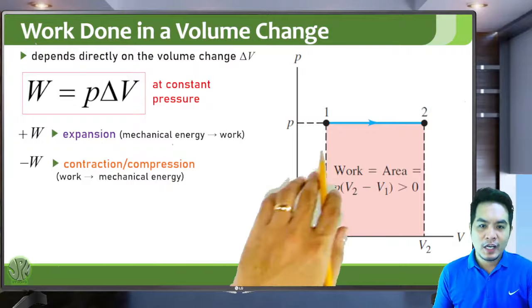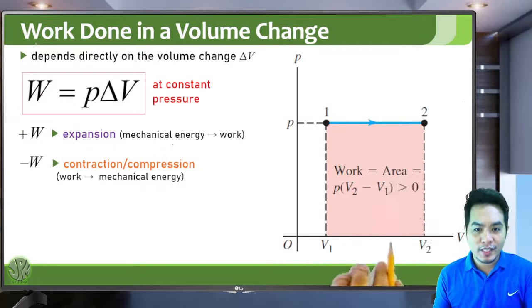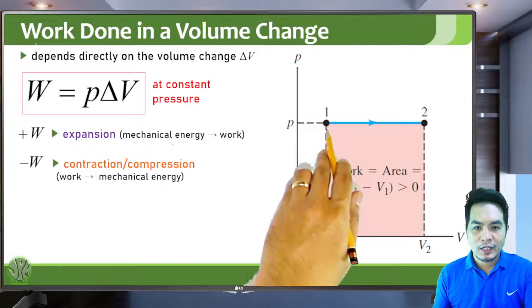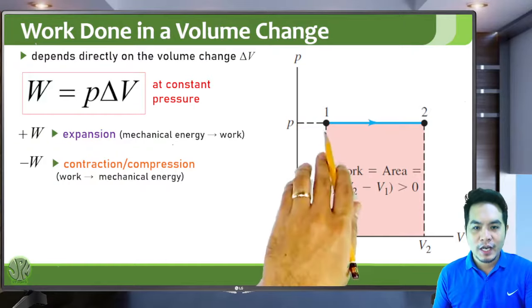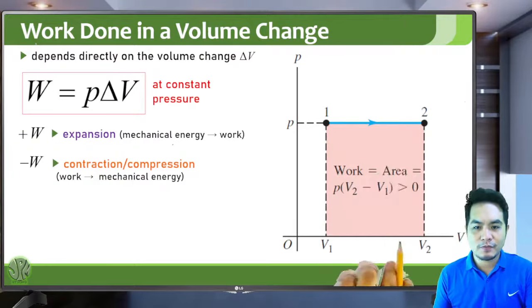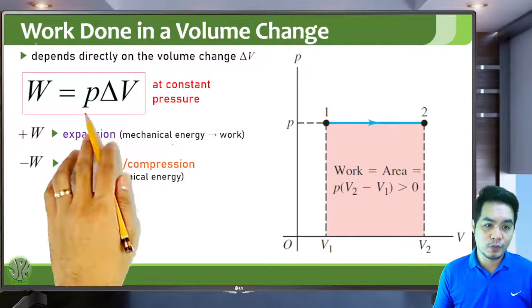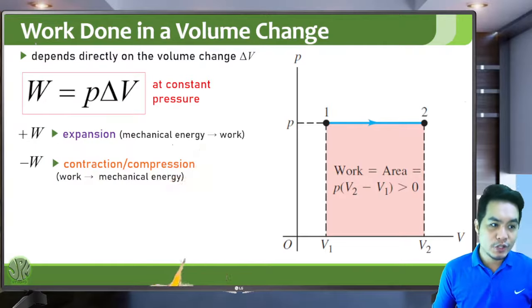So work is just the area of this rectangle in this case. The height of this rectangle is just P, and the length is V2 minus V1, or the change in volume. So you get that the work is just the pressure times the change in volume.